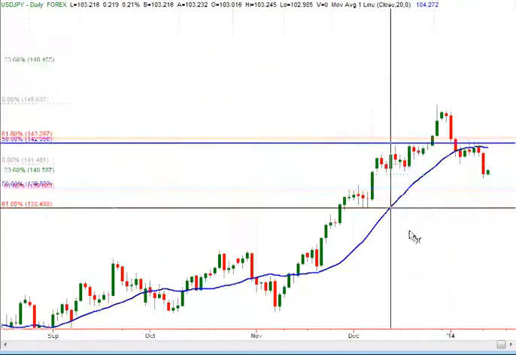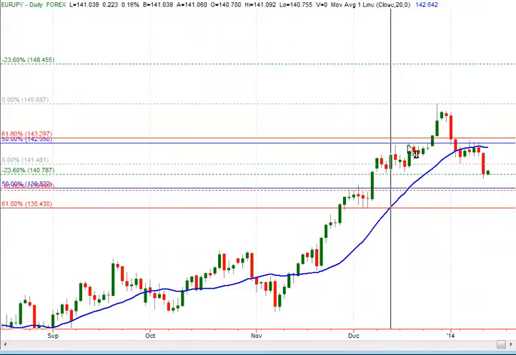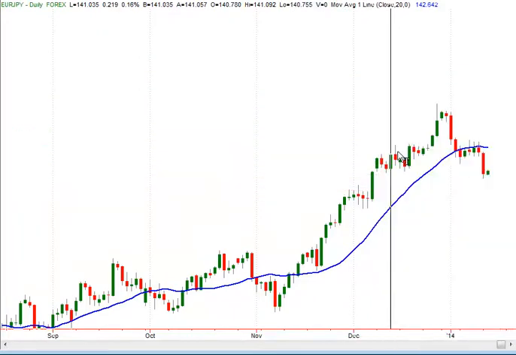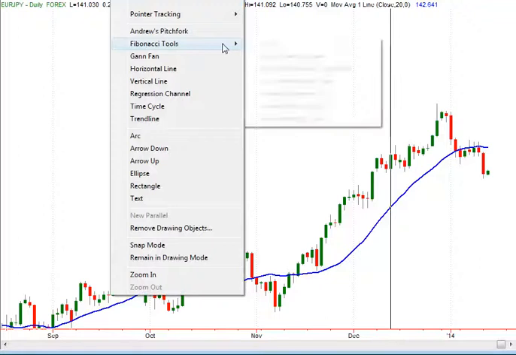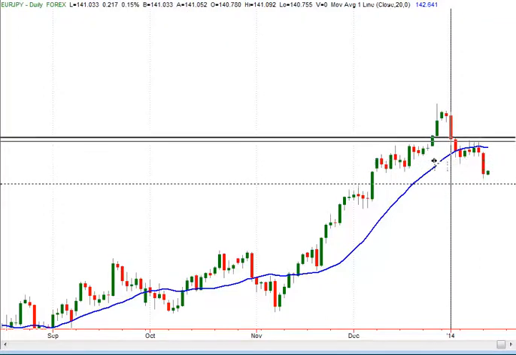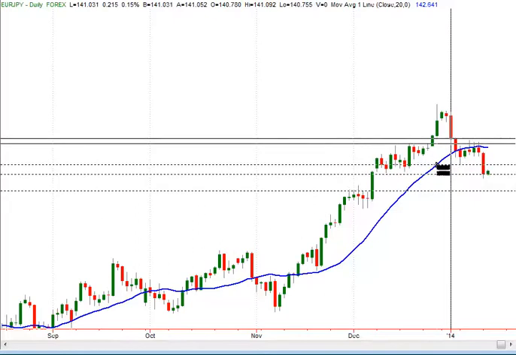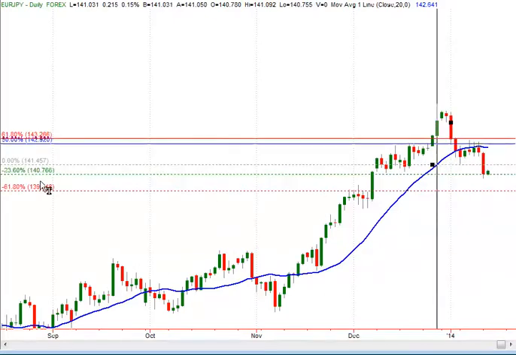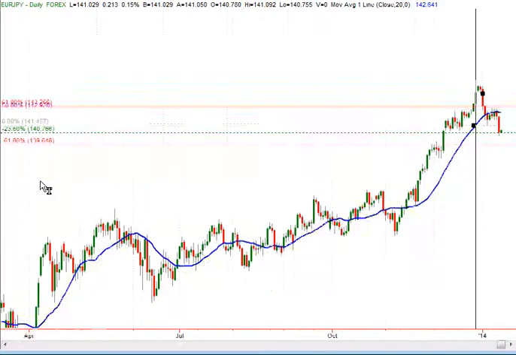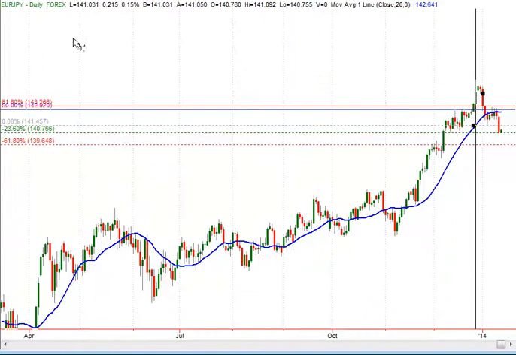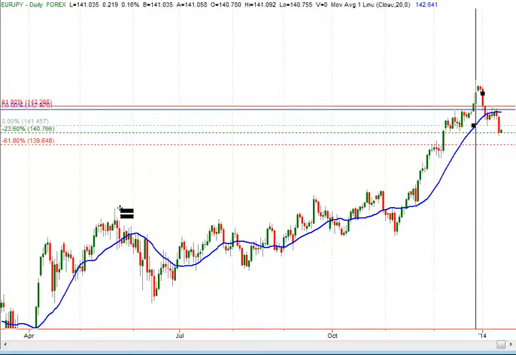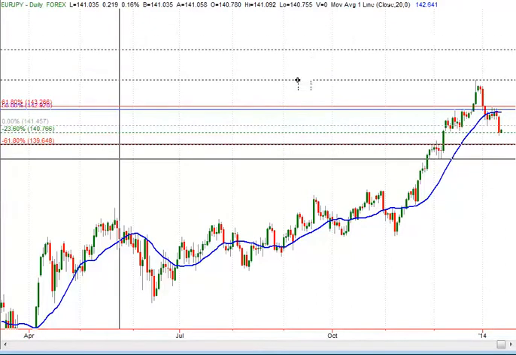Moving to the euro versus Japanese yen, yesterday I showed the existence of this extension short. This extension short is working very well today, so congratulations to those who followed my advice and took a short here. And as you can see, the market already reached the first target, 140.76.